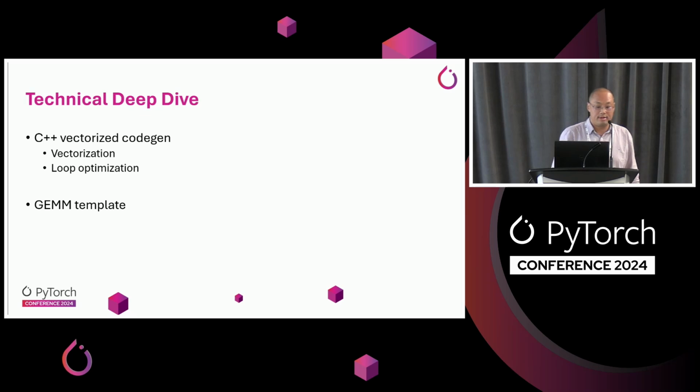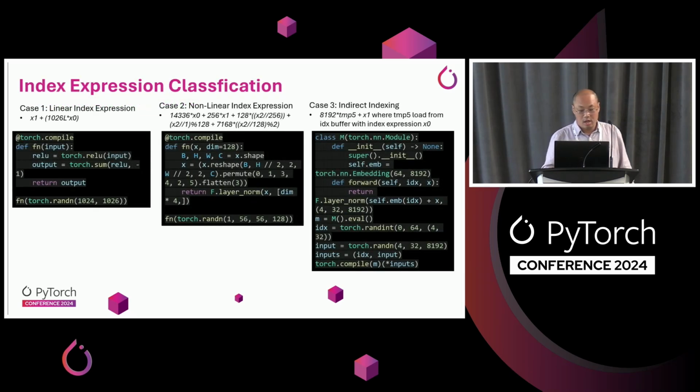Okay, so now let me do a deep dive into the CPP vectorized codegen. I will show you how we vectorize the code and how we optimize the loop schedule. After that, I will also share the internals of a GEMM template. For vectorization, we tackled two key challenges: identifying which loop variable to vectorize by analyzing index expressions, and aligning vectorization factors across different data types.